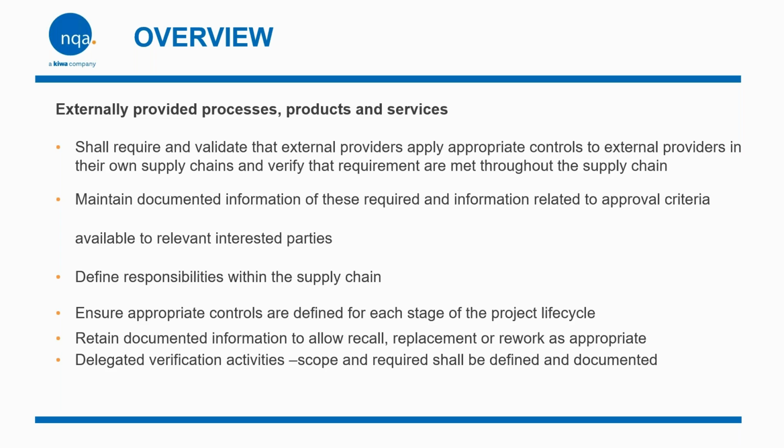Controls for each project lifecycle at every stage. Appropriate controls should be defined and applied at every stage of the project lifecycle, from design and procurement through to construction and handover. Documented information must be kept to enable recall of defective products or services, replacement or rework. If quality issues arise, traceability is essential for managing quality incidents efficiently.